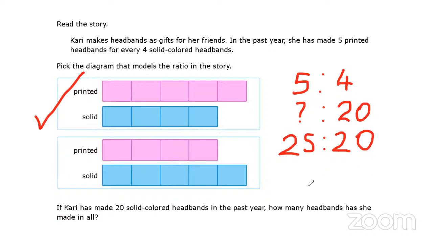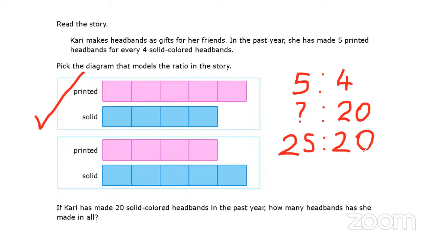So in all, we need to do what? We need to sum them up. We need to find the total. We need to add these. And so how many? I need to see the answers coming in now for the total headbands that Carrie made last year. That is what we need to see. All right, I see persons sharing that it's 45. I see people coming in with 45.